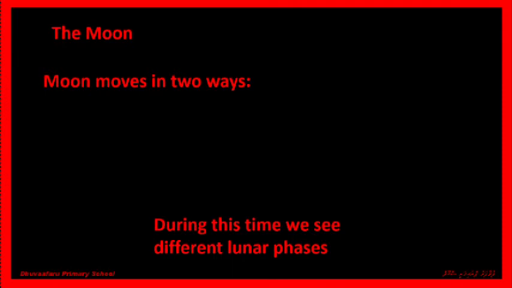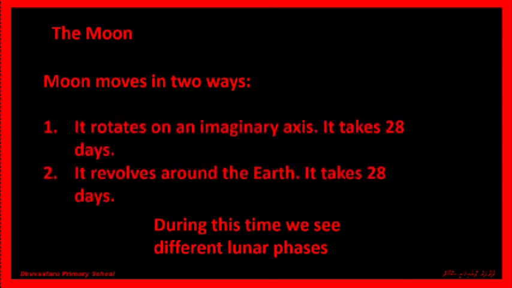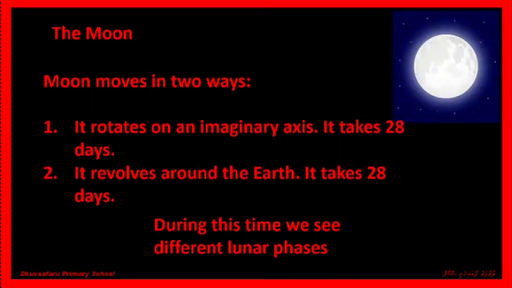Moon also moves in two ways. It rotates on an imaginary axis. It takes 28 days. It revolves around the earth. It takes 28 days. During this time, we see different lunar phases.